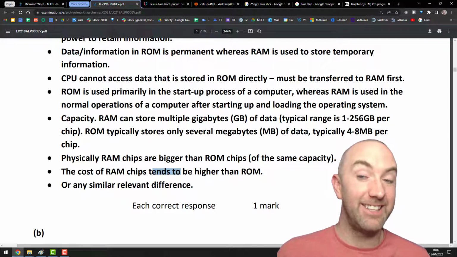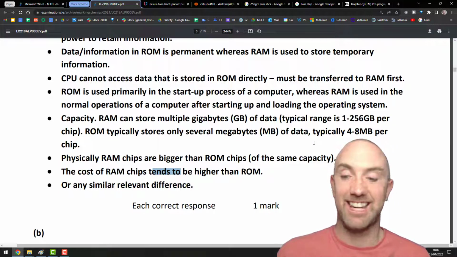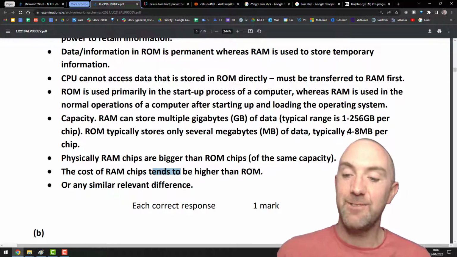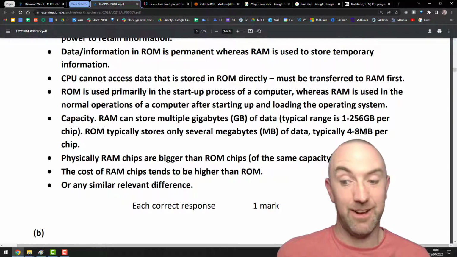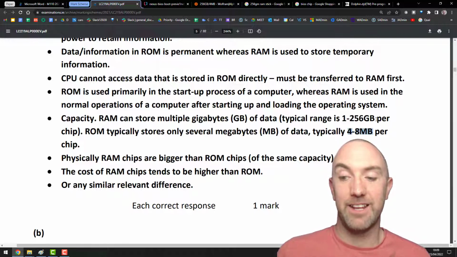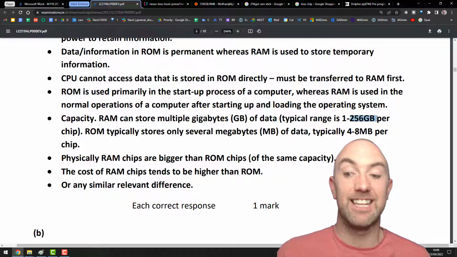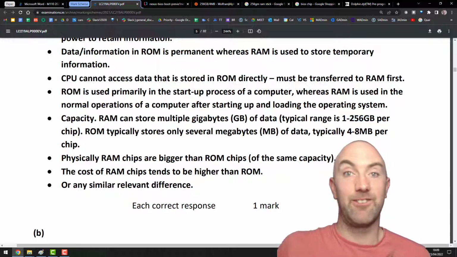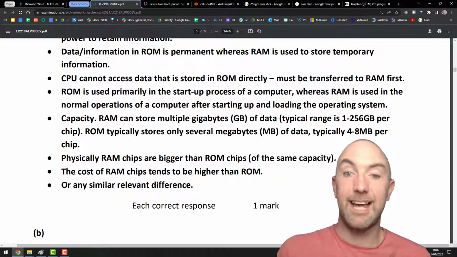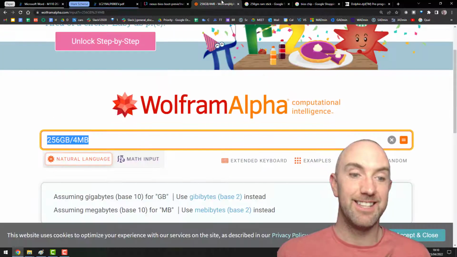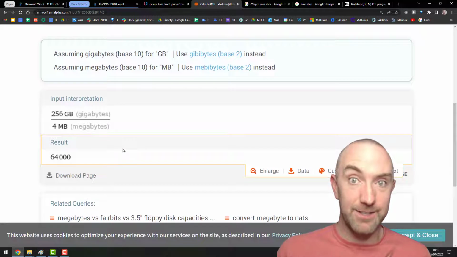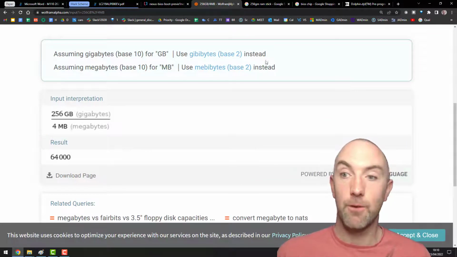Well, I don't know. Hang on a second. If they're equivalent sizes, sure. But how many 4 megabyte chips fit inside 256 gigabytes? Because for equivalent storage, that's how many you would need to compare the price. So I did the maths. It's 64,000 that you would have to buy.